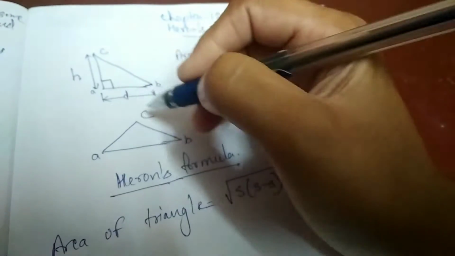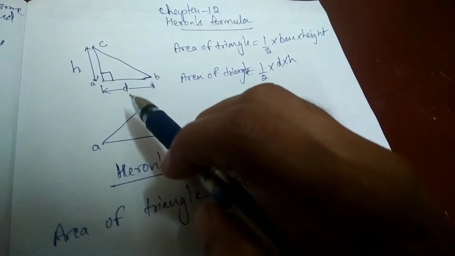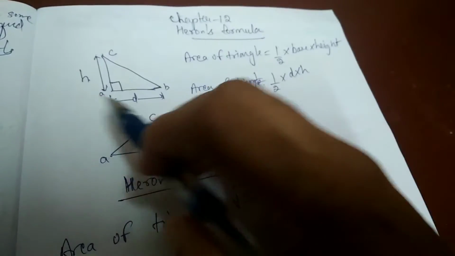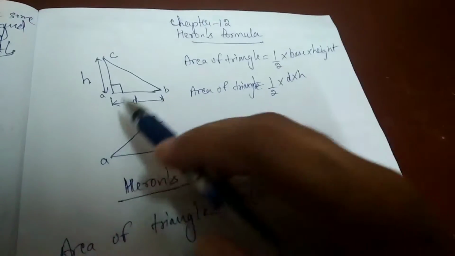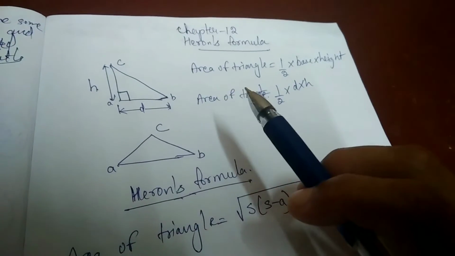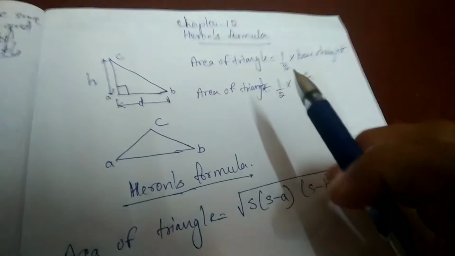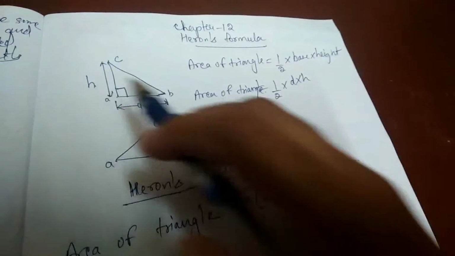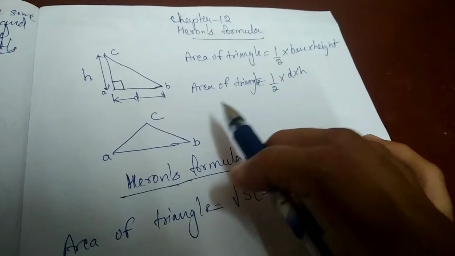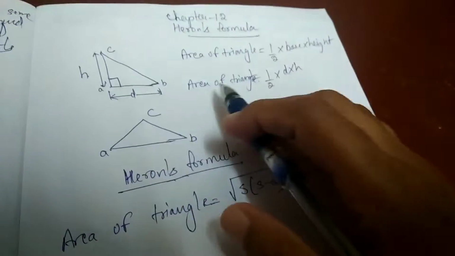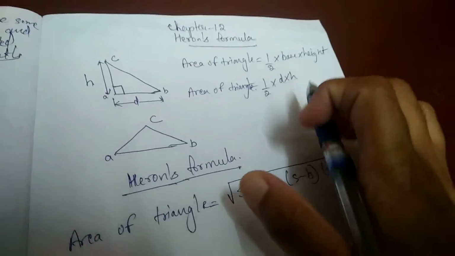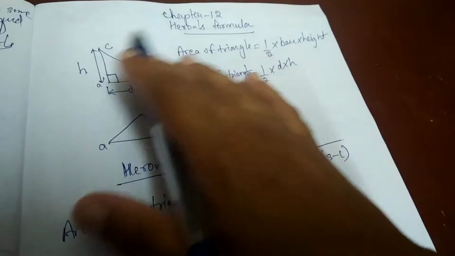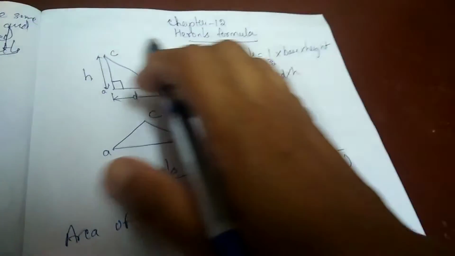Once you have a right angle triangle, you have a base and you have a height. When you have base and height, that is a right angle triangle, you can write the formula of area of triangle as area of triangle is equal to 1 by 2 base into height, where base is D and height is H. So you can write it as area of triangle is equal to 1 by 2 D into H. Don't use this formula, this is just an example. I just wanted to show what exactly it is. You have learned it in previous classes, but I just want to have a revision of it.